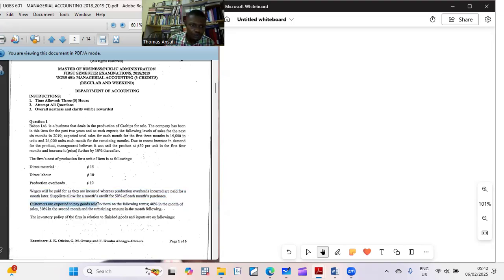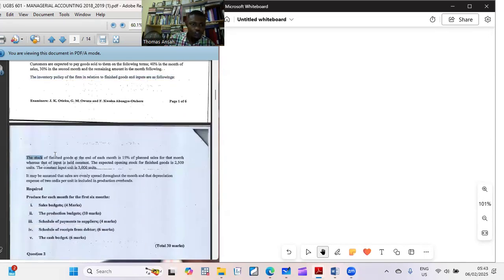Customers are expected to pay for goods sold to them in the following terms. So 40% in the month of sale, like the way we just did. 30% in the second month, the remaining amount in the following month. So that's the 3 months period they are using to pay. It says that the inventory policy of the firm in relation to finished goods is as follows. So the stock of finished goods at the end of each month is 15%. So you will do that.